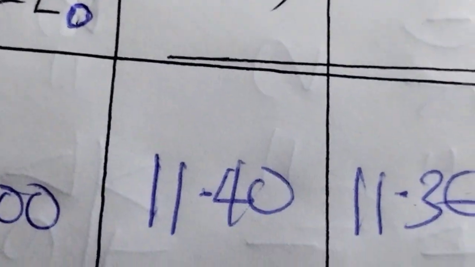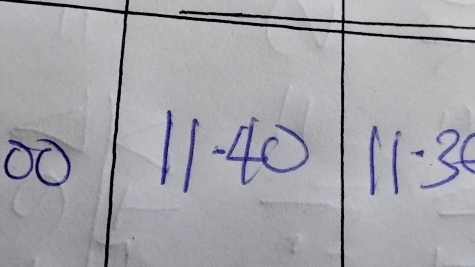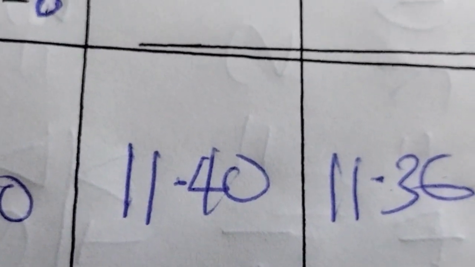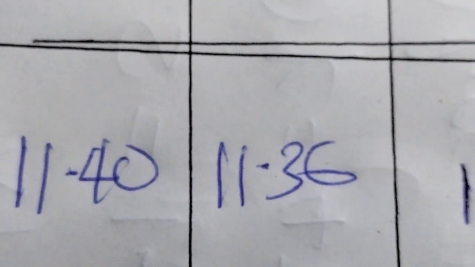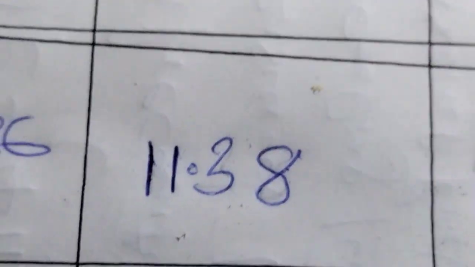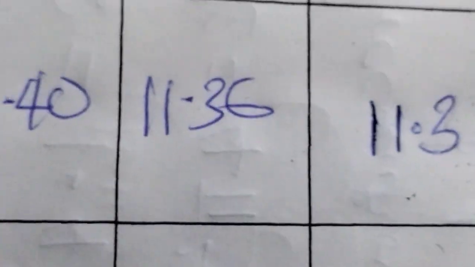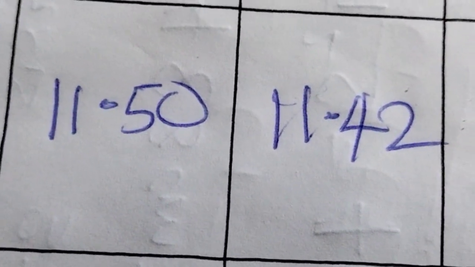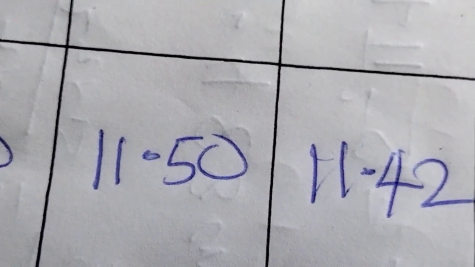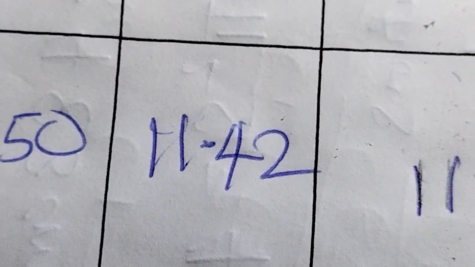Then we set the 50 gram mass into 10 vertical oscillations. We did each of them twice. The first one 11.40, second one 11.36. Averaging, the mean, which is t1 plus t2 over 2, gives us 11.38. We set the 70 gram mass into 10 oscillations, did it twice for accuracy, 11.50, 11.42. We took the average, that gave us 11.46.